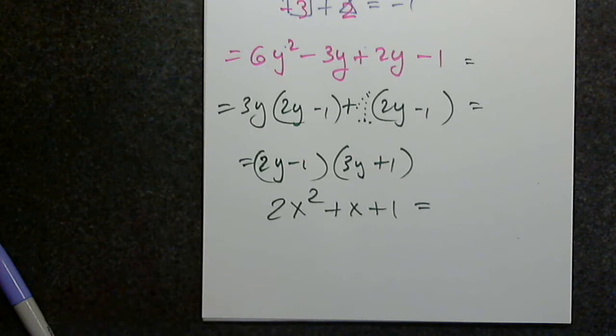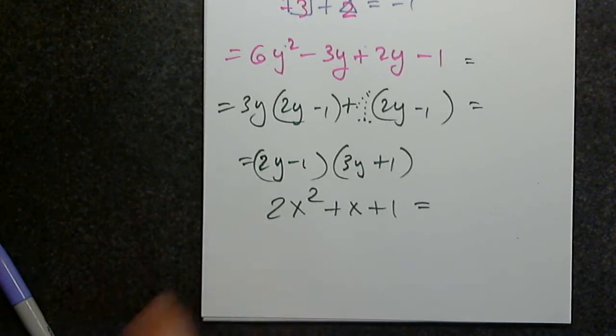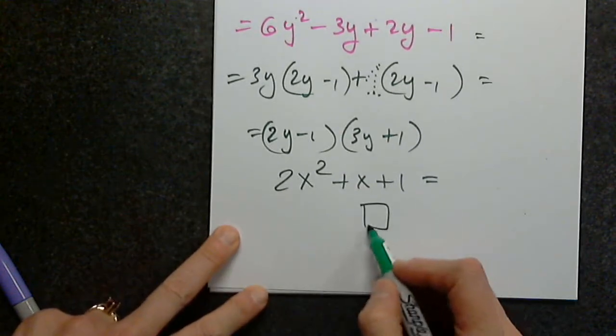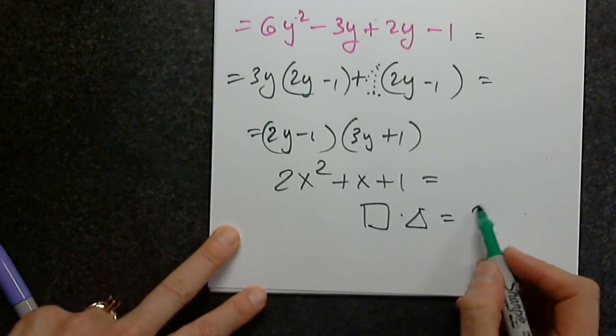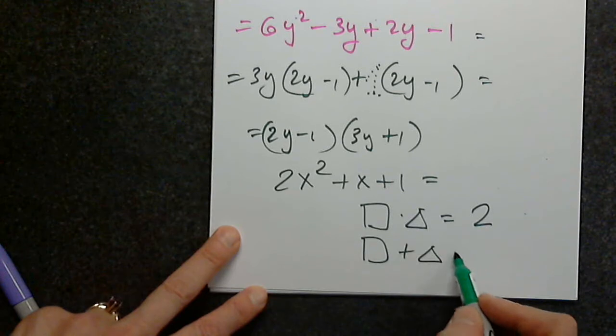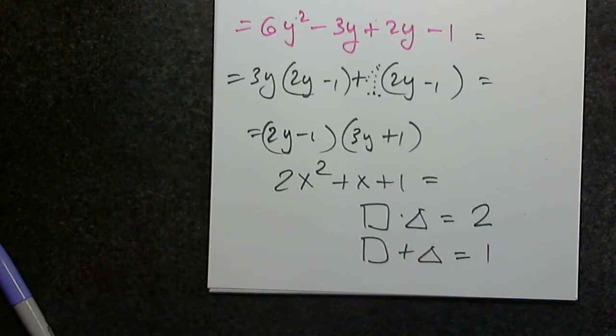Good. So special product, not. Is 1 the leading coefficient? No. So then we are looking for two numbers whose product is? 2. Excellent. And whose sum is? 1. Good. Can we find two numbers whose product is 2 and whose sum is 1?